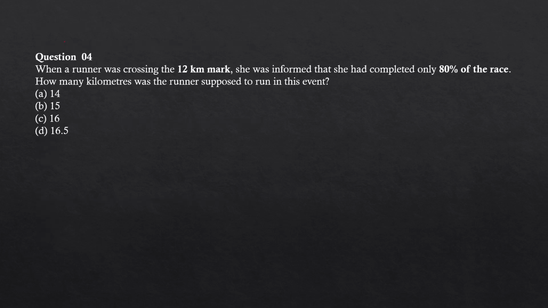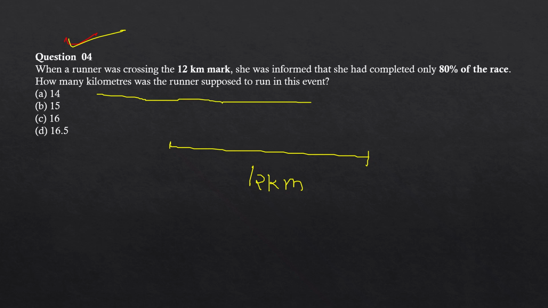Now question number 4, this is also a very simple question based on percentage. When a runner was crossing the 12-kilometer mark, she was informed that she had completed only 80% of the race. How many kilometers was the runner supposed to run in this event? So we have to find the total length. It is clear that 12 kilometers is equal to 80%. So what will be 100%? We have to find.